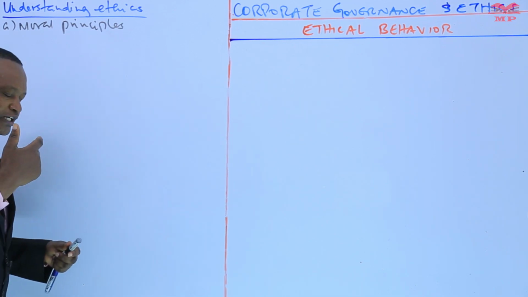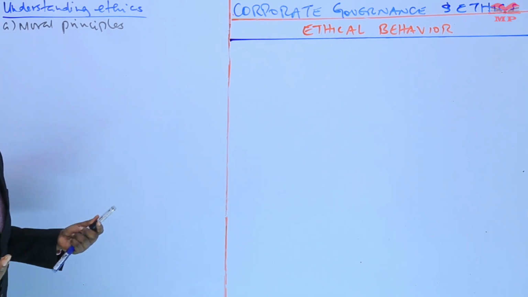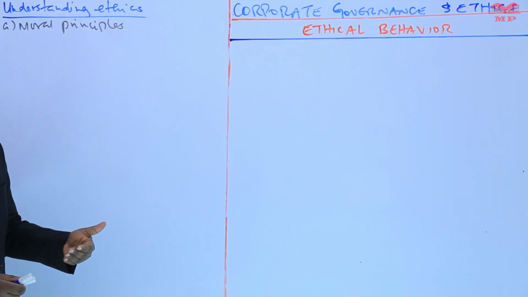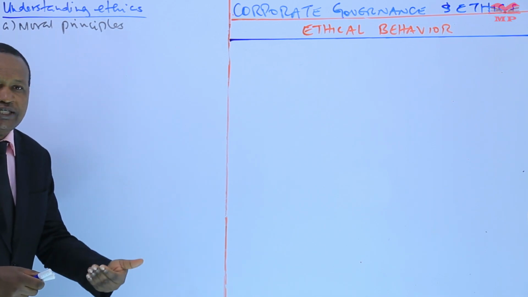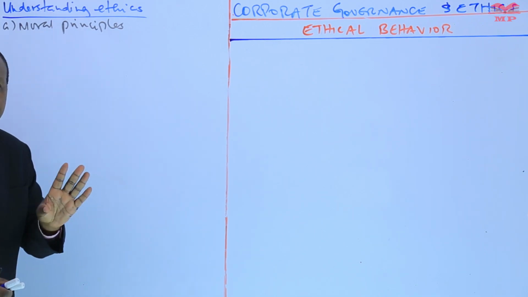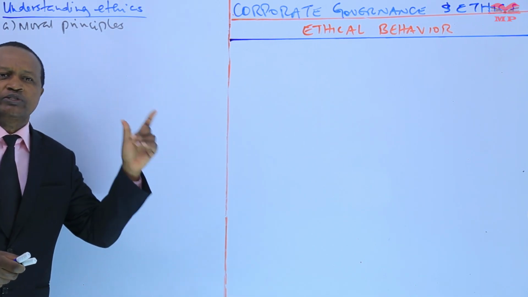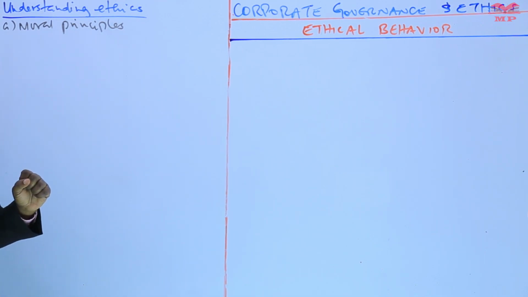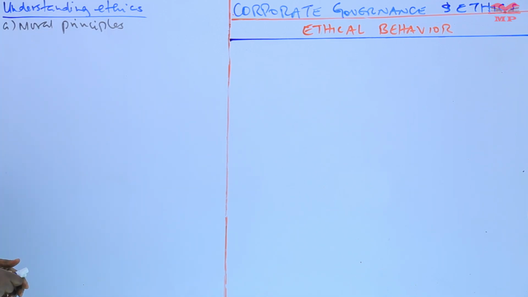In our last session, we highlighted some of the key principles of ethics. We began by looking at the principle of honesty, integrity, fairness, respect, responsibility, accountability, compassion, and so on. Those are examples of moral principles. Ethics is based on a set of moral principles which include honesty, integrity, fairness, and the rest. So that's the first key aspect of understanding ethics.